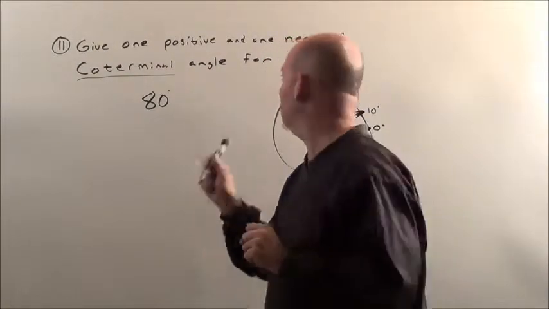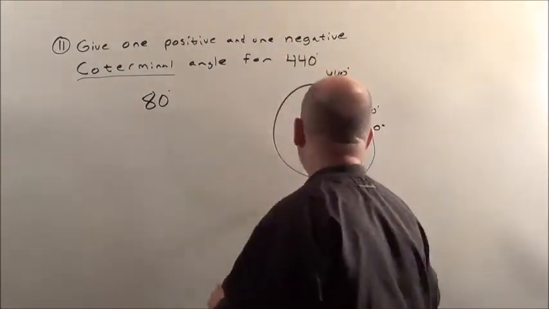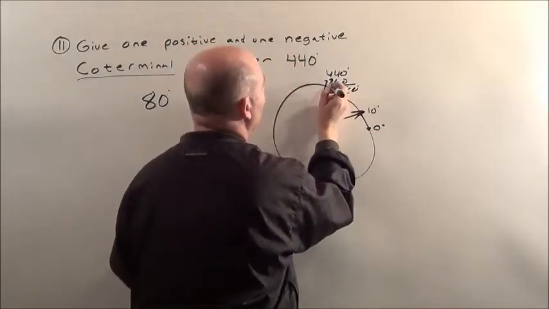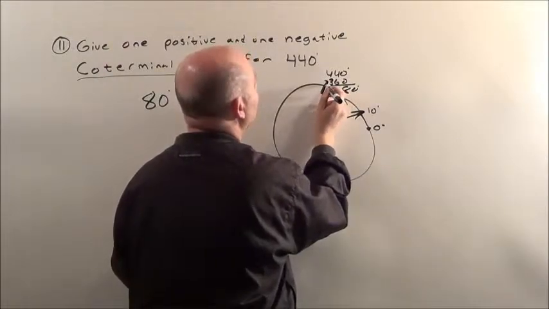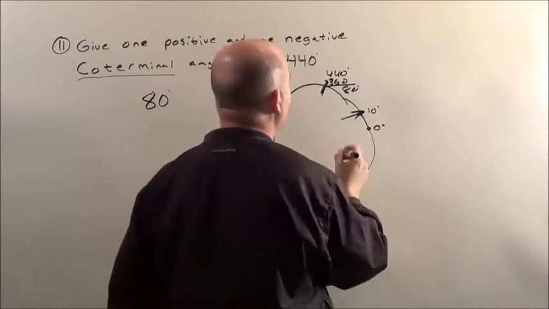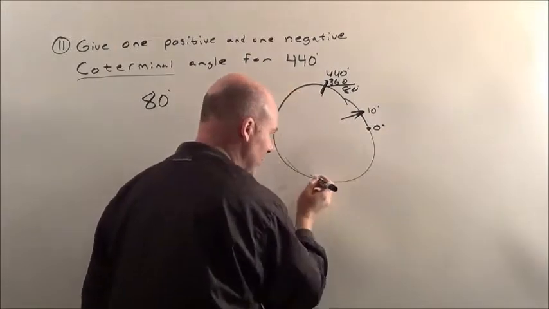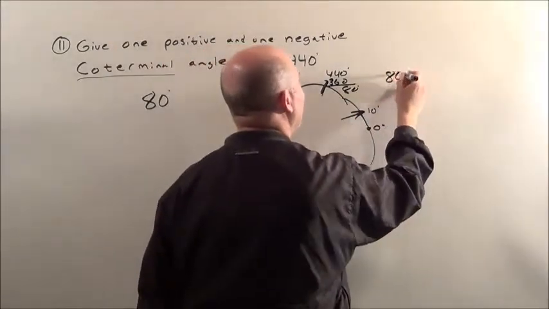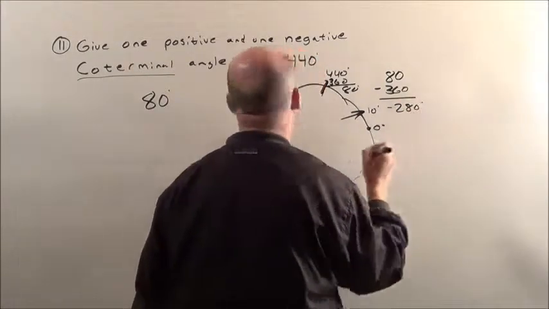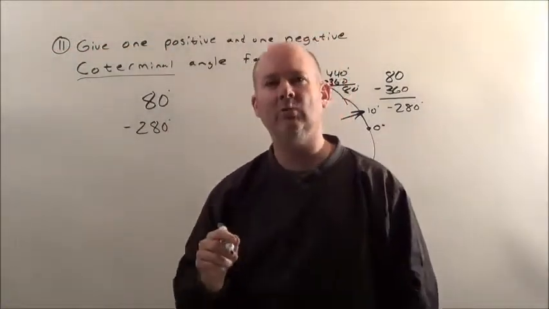Now I need a negative, so I've spun and gone negative. I've gone 80. I now need to spin back again 360. So if you're at 80 degrees like we are right here, if I go back 360 again, well, what's going to happen? Well, actually I said back, I went the wrong direction. Back would be this direction, going negative 360. Well, if you're at 80 and you go back 360, that's going to put you at negative 280 degrees. So a negative coterminal for this would be negative 280.